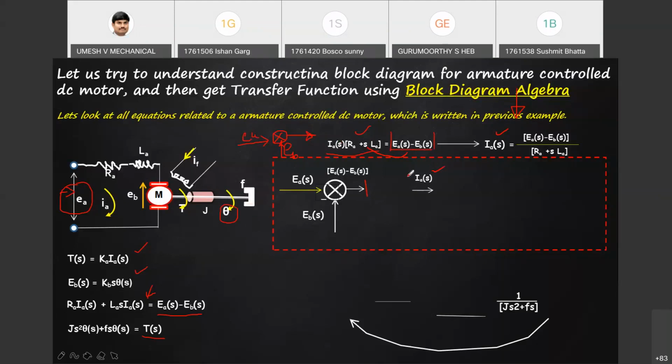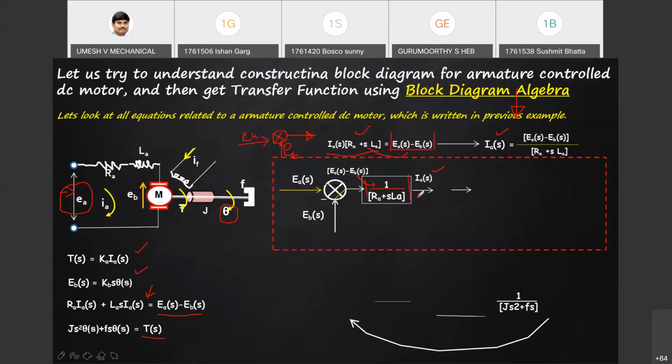So what do you have to have? IA of S equals this divided by this. So that is the signal you get, 1 divided by RA plus SLA. That is the equation. EA minus EB of S is already here, so you need not write it again here, or you can directly write it here, not a problem. Divided by RA plus SLA gives you IA of S, such an equation relating to IA of S.